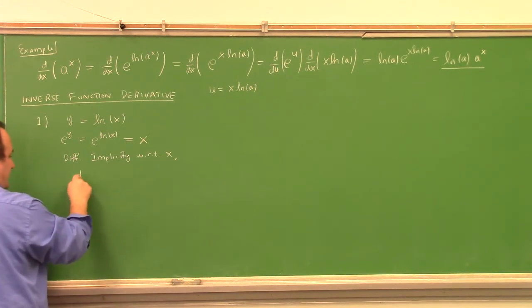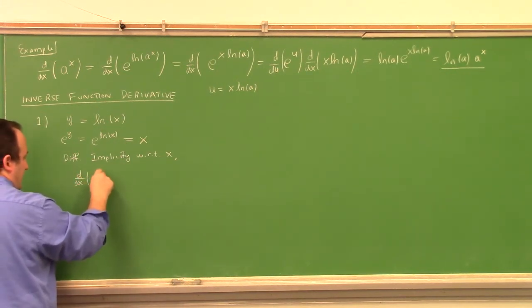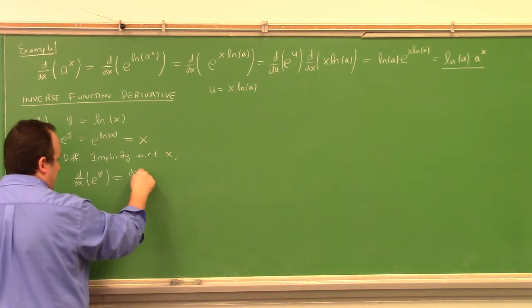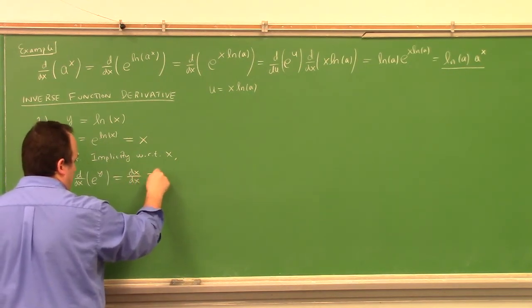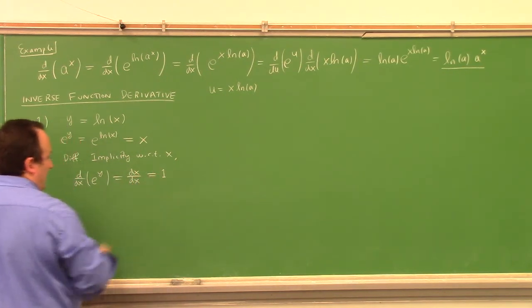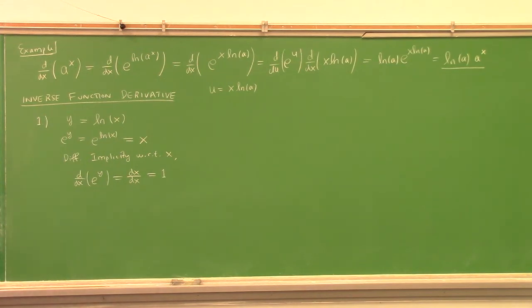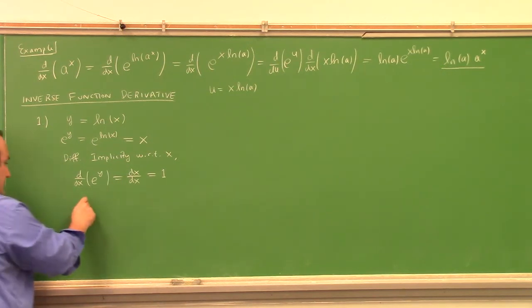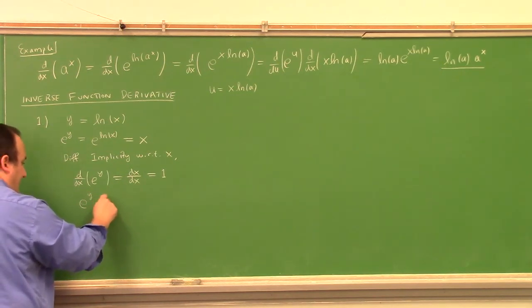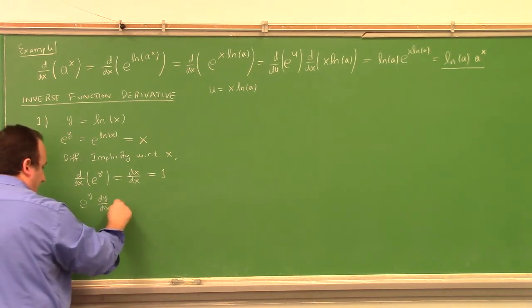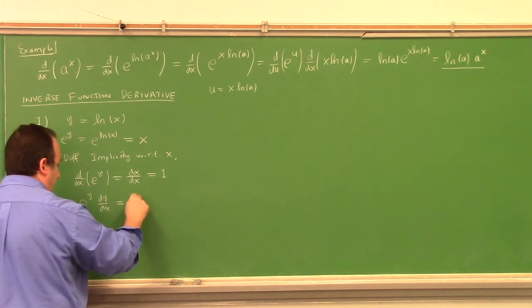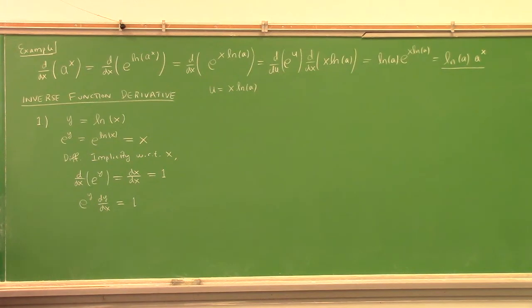So I have d/dx of e to the y is equal to dx/dx. What's dx/dx? Well, that we know. That's 1, right? But what's d/dx of e to the y? Well, that's by the chain rule, e to the y times dy/dx, right? Now, let's solve for dy/dx, because that's what we're after, right?